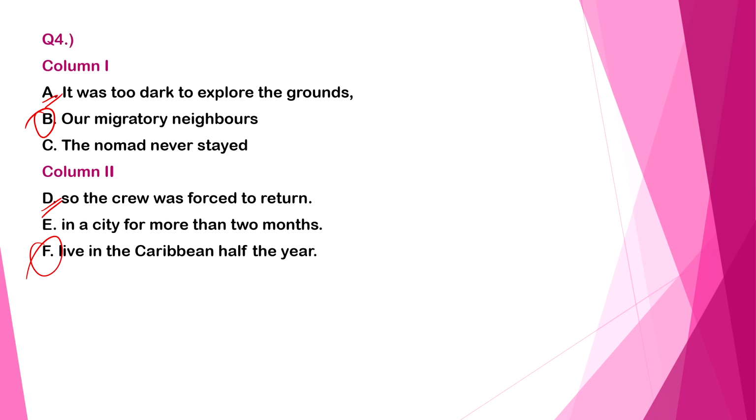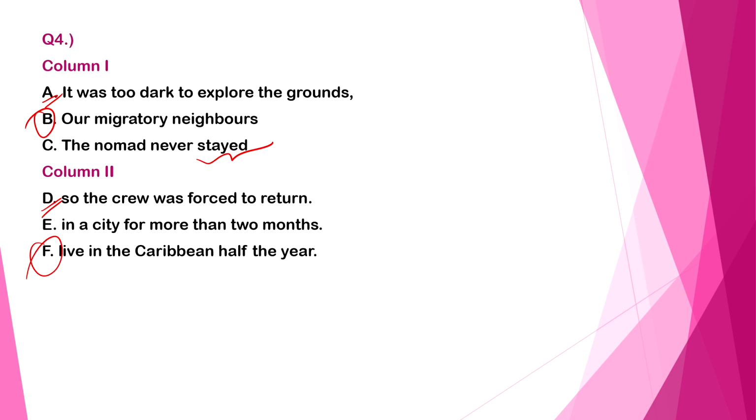due to the presence of the past participle of stay to state a rather universal fact which is stated in the present tense. Hence, clearly option E, that is parts A and D and parts B and F, is the right answer choice. So, the sentence formed on joining would be: it was too dark to explore the grounds, so the crew was forced to return.